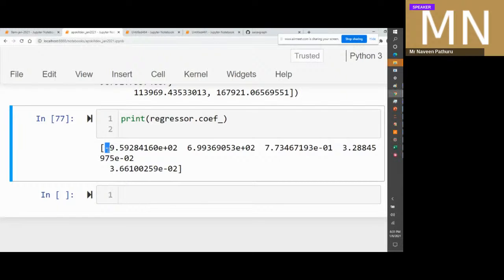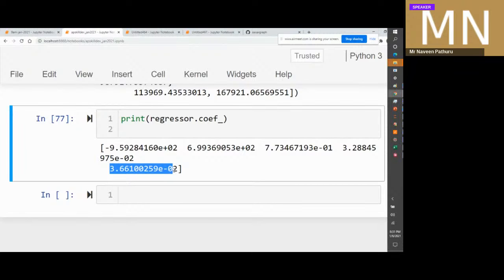Negative means it is kind of an indication of a negative correlation. Back to 7.73 E minus 01, that is 10 to the power of minus 1, which means 0.77. It is the story of the R&D. It is indicating that for every 1 unit that you are spending in R&D, your profit is increasing by 0.77 units. Then come to administration, 3.2 multiplied by 10 to the power of minus 2 is 0.03. Administration is 0.03 units. Marketing is also 0.03 units.